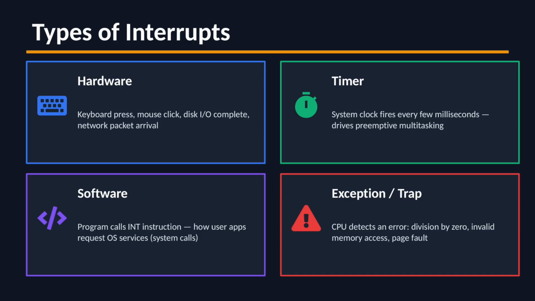Next is software interrupts, triggered by a running program using a special int instruction. This is how user applications request services from the operating system, like file reads, memory allocation, and so on. And finally, exceptions or traps, which are raised by the CPU itself when something goes wrong, like division by zero, accessing an invalid memory, a page fault. The CPU flags it and the OS decides what to do.